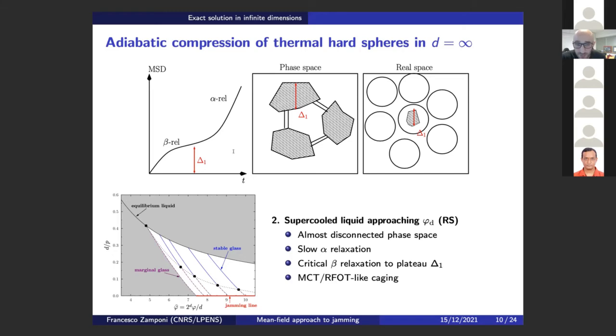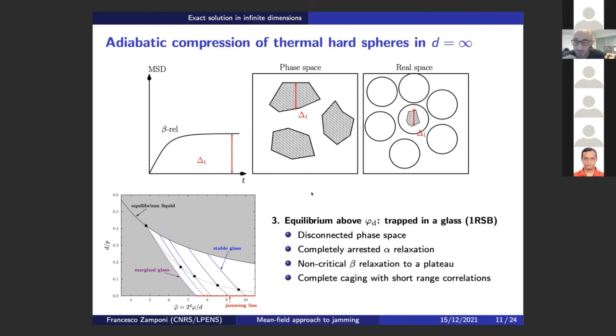And in the infinite dimensional theory, you can show that you get exactly what Kirkpatrick and Thirumalai found in their first work. So you get a mode coupling transition. So with the usual features of mode coupling, so a beta relaxation, alpha relaxation, critical exponents of mode coupling, and so on and so forth. Now, if you keep going, at some point you hit the mode coupling transition. So now if you keep compressing your system, now you are in a glass.